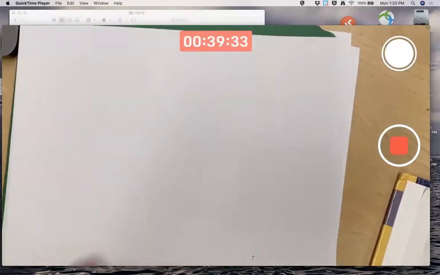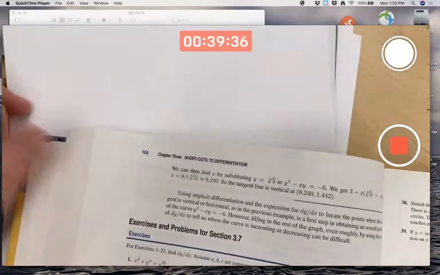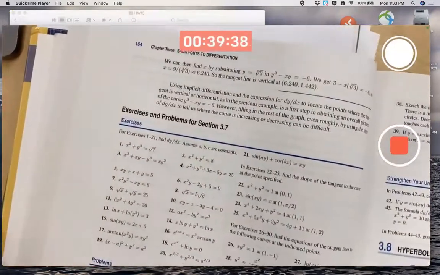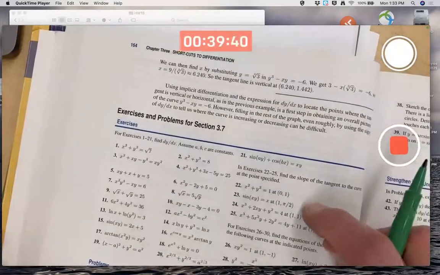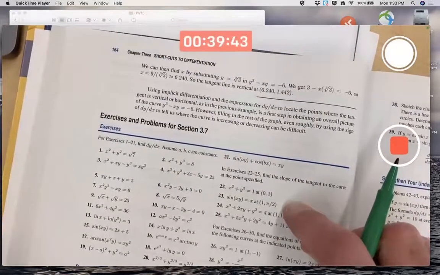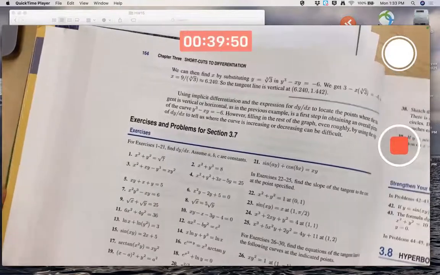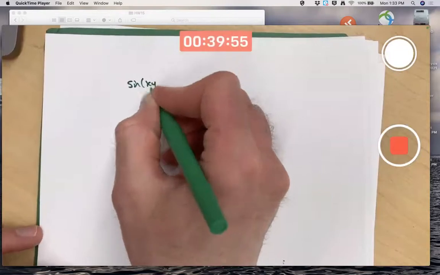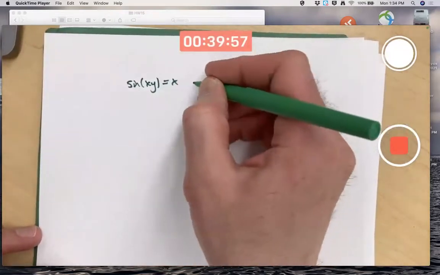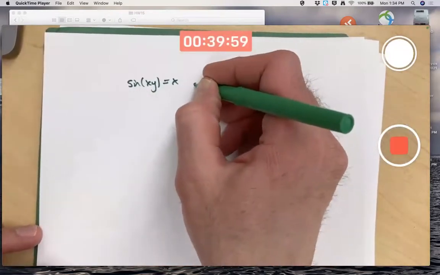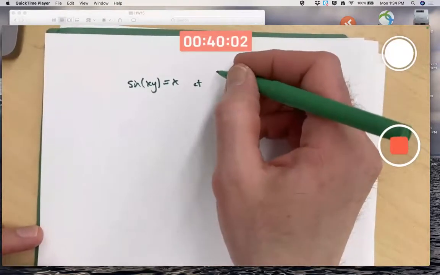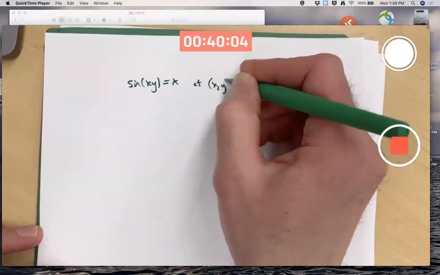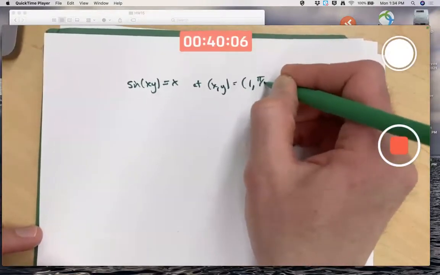What I'd like to do is look at problem number 23 in section 3.7, this one right here. Find the slope of the tangent to the curve that you see here, sine of x, y equals x, at the point x is 1, y is pi over 2. Sine of x, y equals x at the point 1 comma pi over 2. So that would be x equals 1, y equals pi over 2.